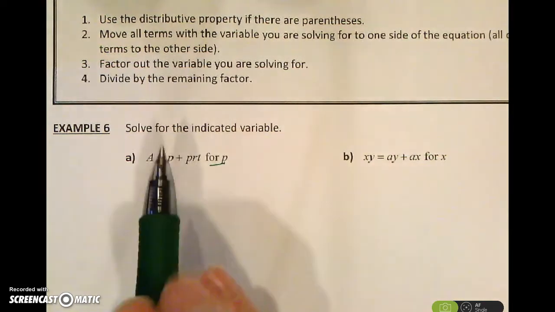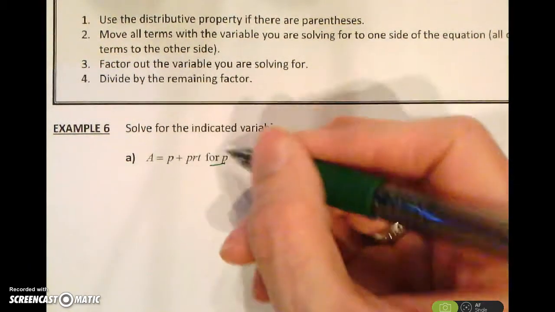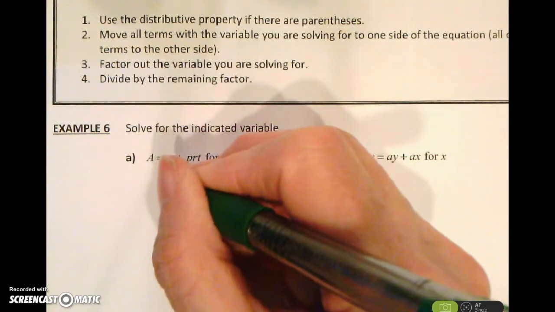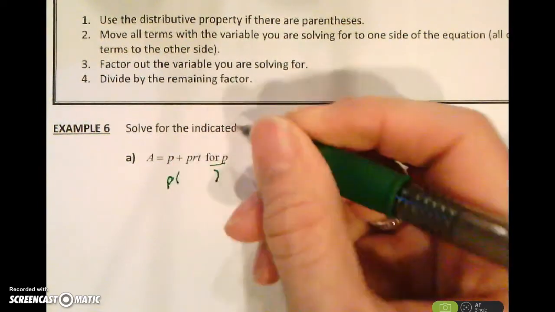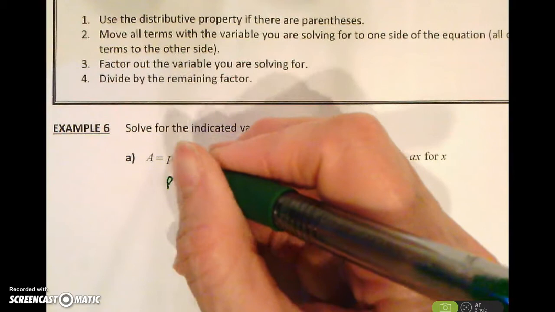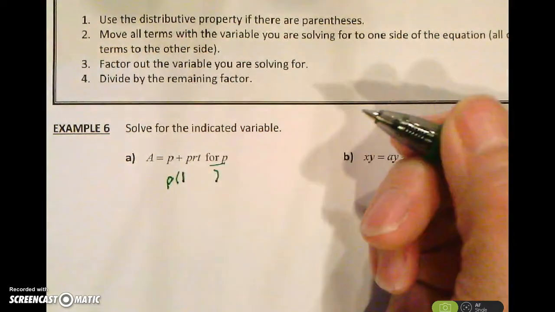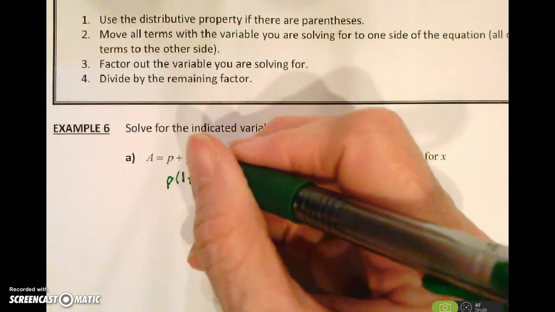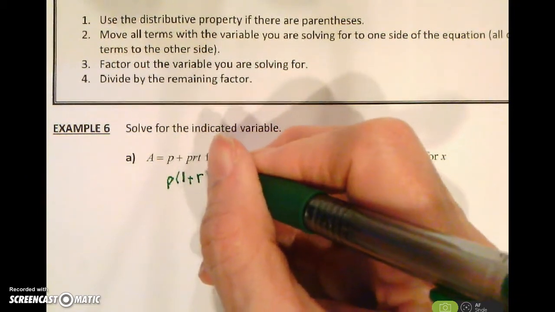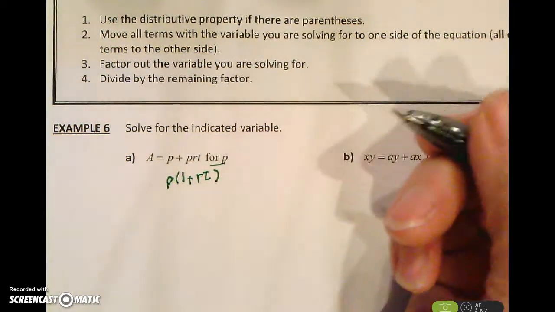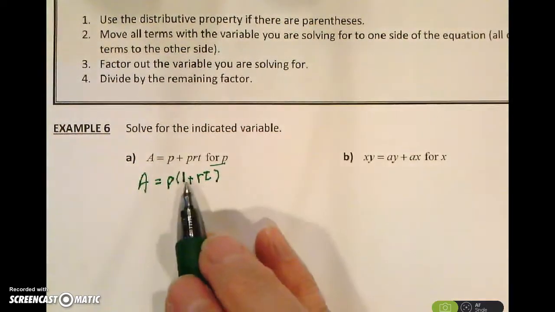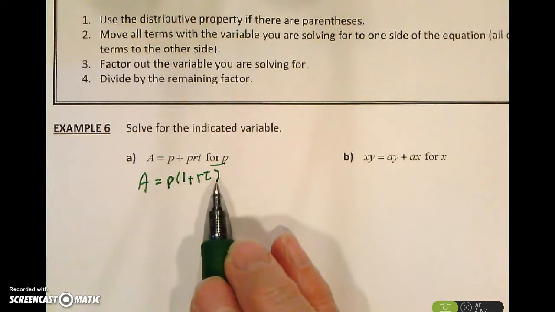Then we're going to factor out the variable that we're solving for. We're solving for P, so we want to factor a P out of this side. P times what is P? We need to put a 1 right there. Plus P times what is PRT? I'm missing an R and a T right there. So now I have A is equal to P, parentheses 1 plus RT.